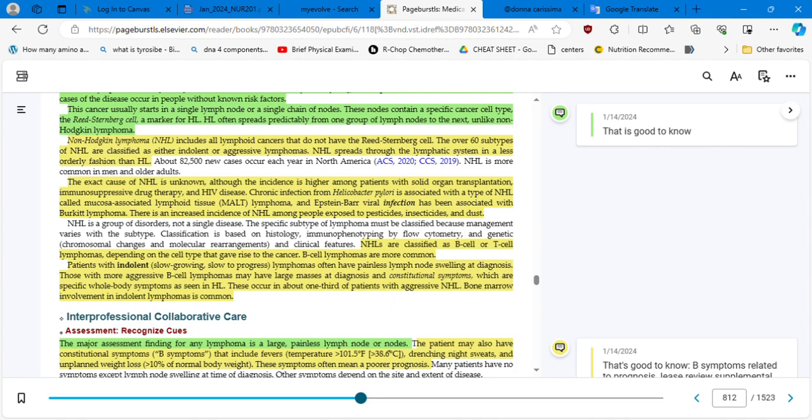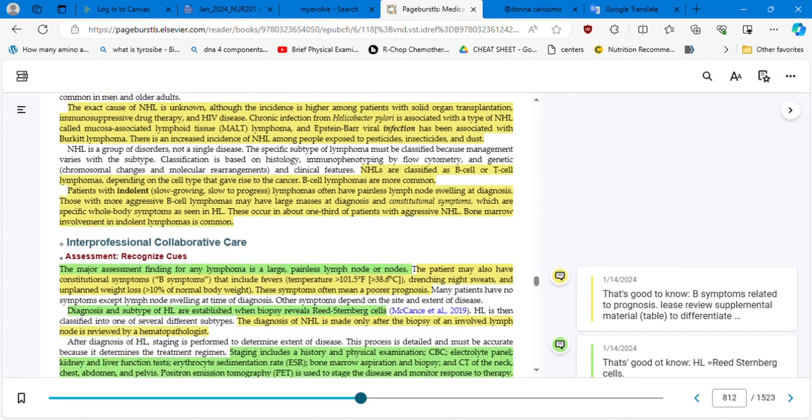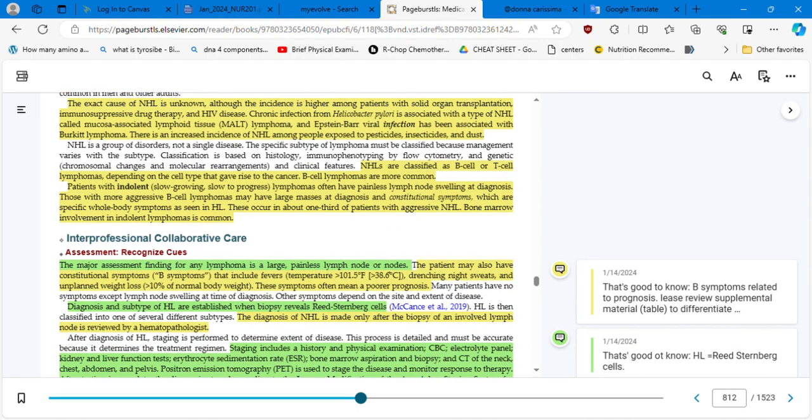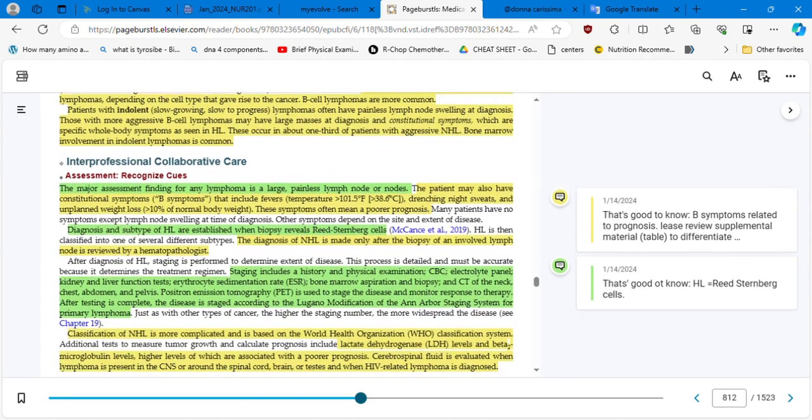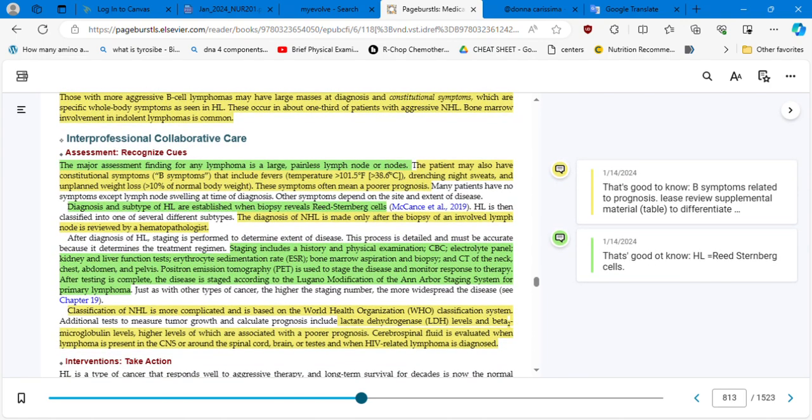Those with more aggressive B cell lymphomas may have large masses at diagnosis and constitutional symptoms, which are specific whole body symptoms as seen in Hodgkin lymphoma. This occurs in about 1/3 of patients with aggressive non-Hodgkin. Bone marrow involvement in indolent lymphoma is common. So in the assessment, you're going to find large painless lymph nodes. That's the characteristic of the lymphadenopathy in this disease.